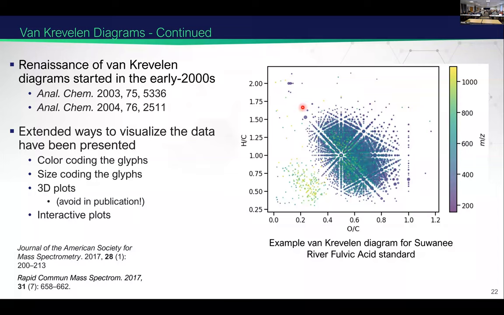explore the data. In this case, I color coded them by mass to charge ratio, since that isn't captured in a normal Van Krevelen plot. And I sized the glyphs according to the intensity of the peak.